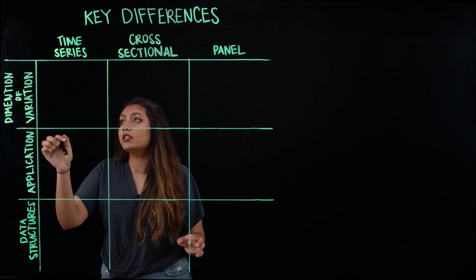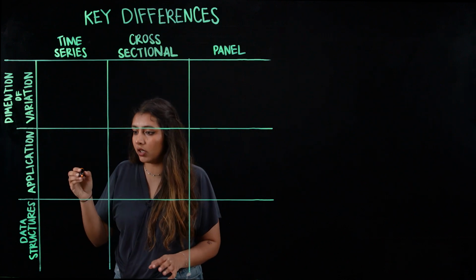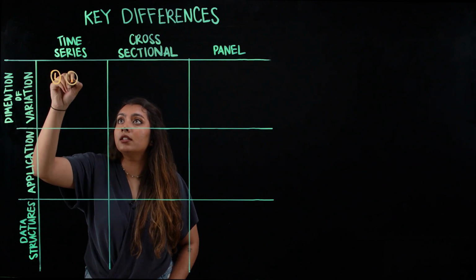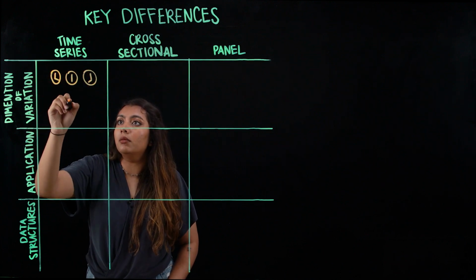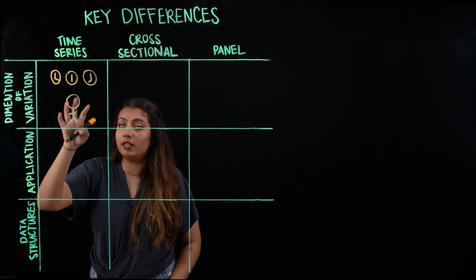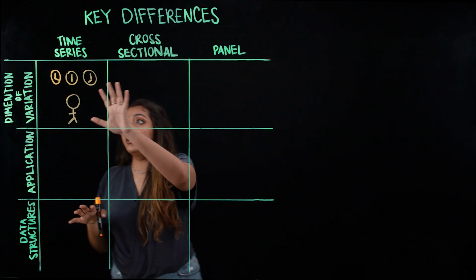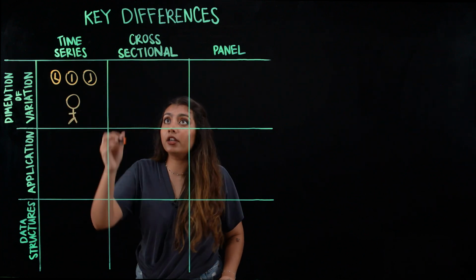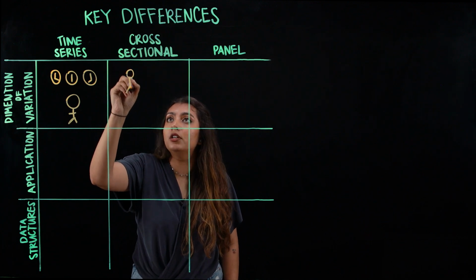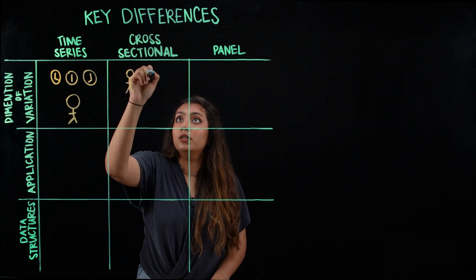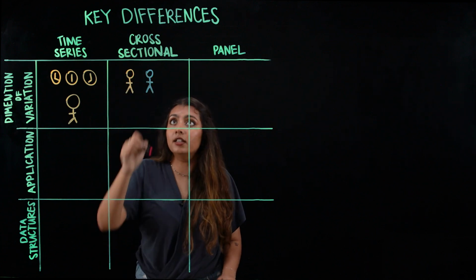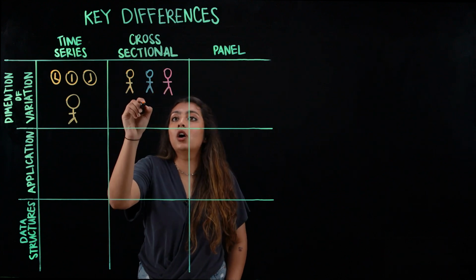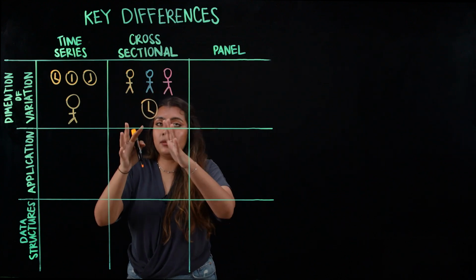So for time series data, our dimension of variation is going to look kind of like a variation of maybe different time points, right, over one individual. In this case, it's just Bob. Now, our dimension of variation for cross-sectional is going to be a little different. That is going to look like a variation of people. So we've got Bob, we've got Joe, and we've got Liz. And we're going to look at all 3 of these individuals over one time period, right?